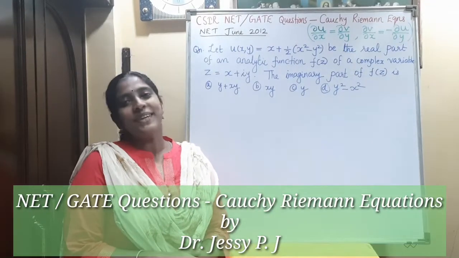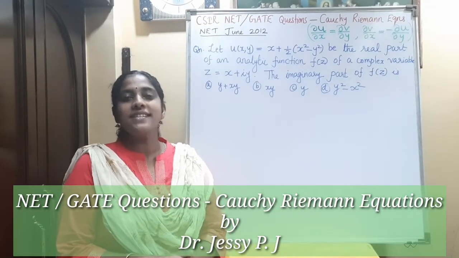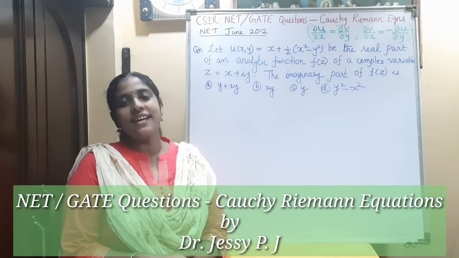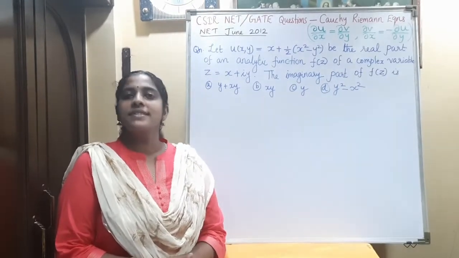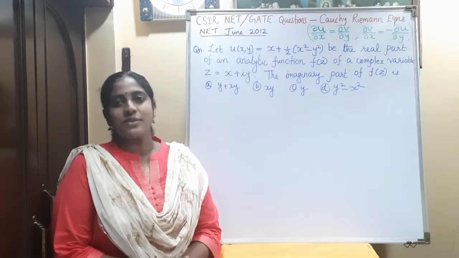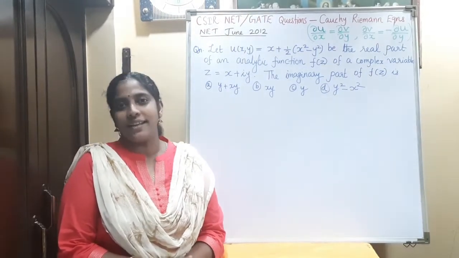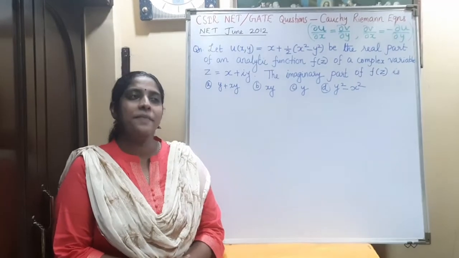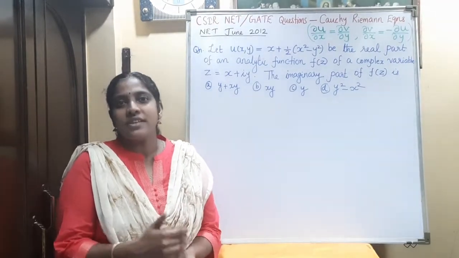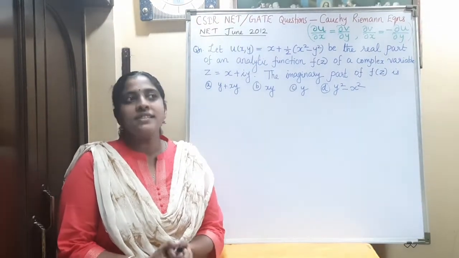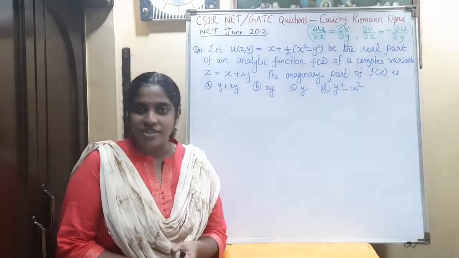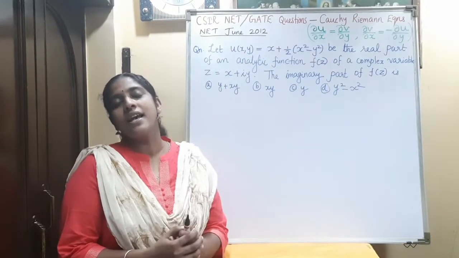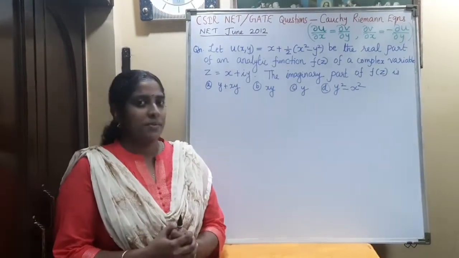Hi all. Today we will discuss some CSIR NET and GATE questions from the topic Cauchy Riemann equations. In the last video, we discussed analytic functions, Cauchy Riemann conditions, etc. So we know that if a function is analytic, the necessary and sufficient conditions are, first of all, it must have first order partial derivatives with respect to the variables, and it must obey the Cauchy Riemann equations.